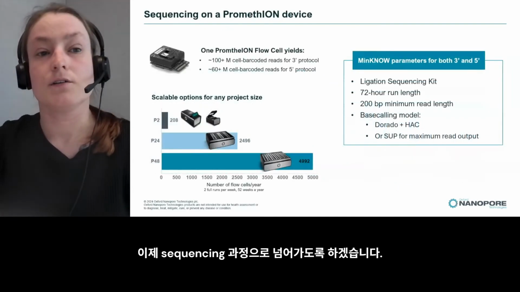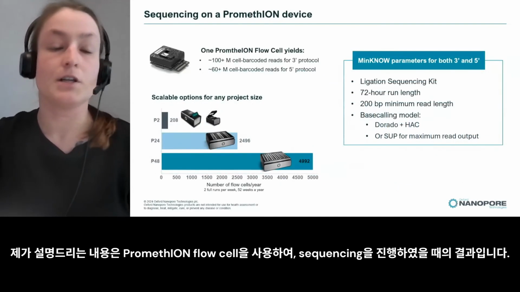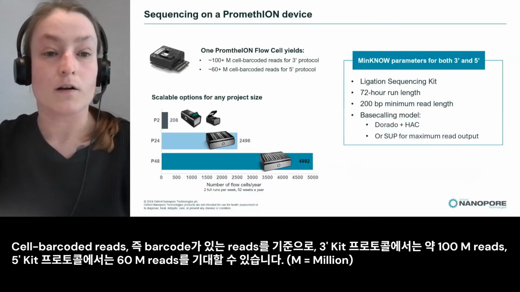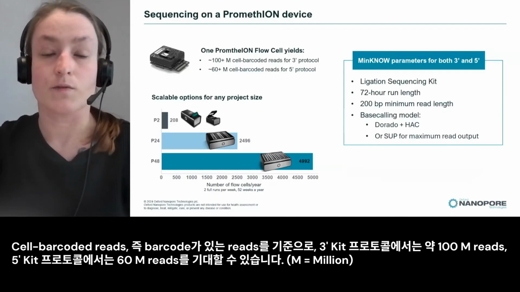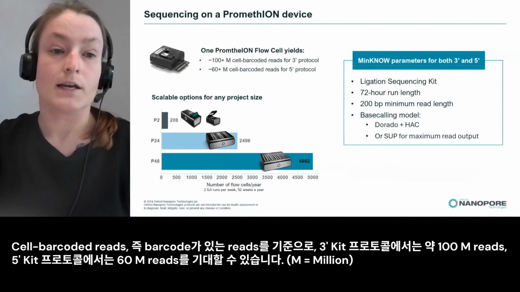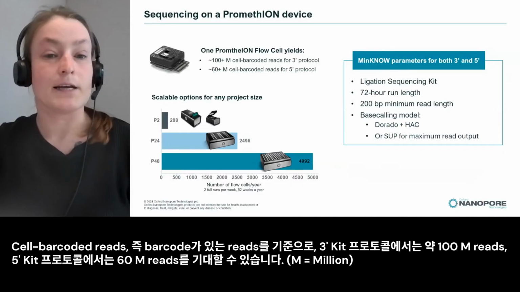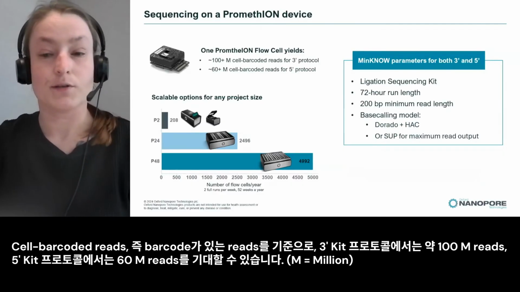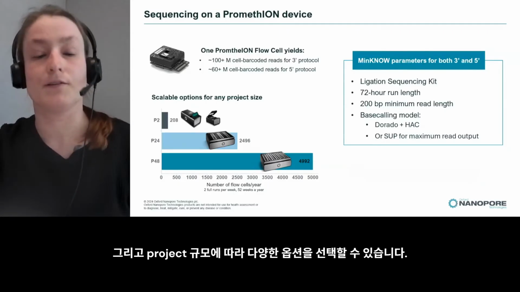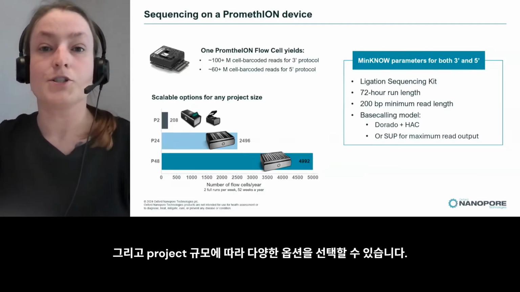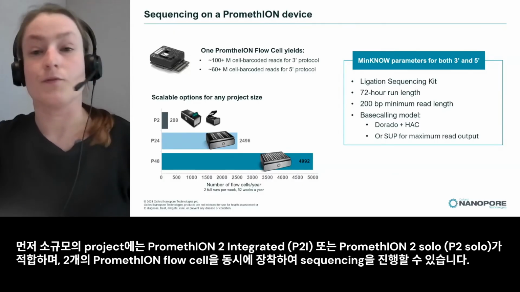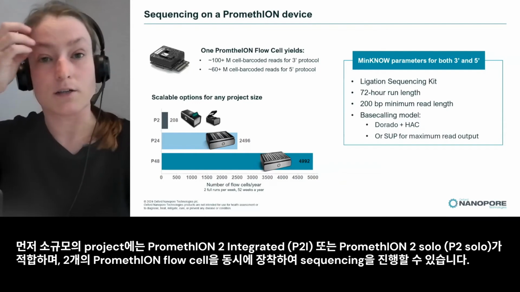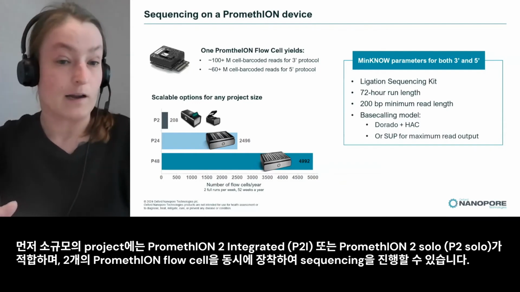So moving on to sequencing, I mentioned that we sequence on the PromethION. If you are looking at the cell barcoded reads, so those with barcodes and UMIs, you can expect around 100 million reads for the 3' protocol and 60 million reads for the 5' protocol. And we do have different options for the project. Whether it's a small through to a very large project, we have the P2 and the P2 Solo. So these are two PromethION cells at any one time.